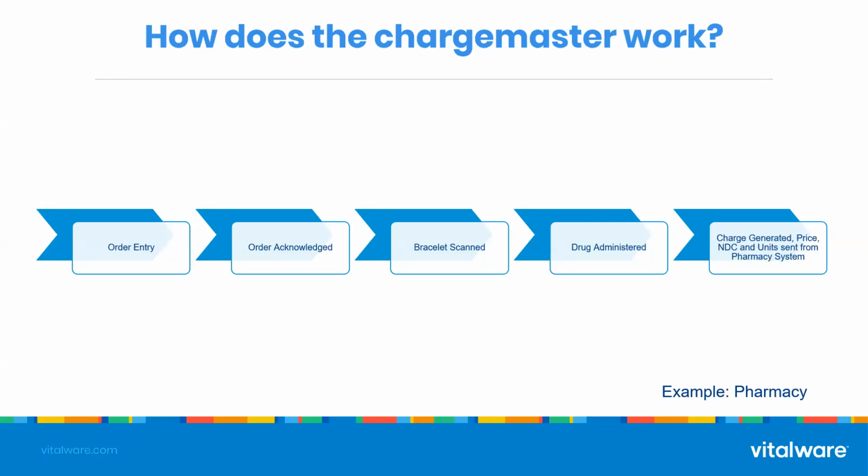Basically, the order is entered, it is acknowledged. Oftentimes the nurse goes to the patient, they scan their bracelet identifying that this is the correct patient. It's going on to the correct patient account and into the correct patient EHR. The drug gets administered, and then the charge is generated. Again, it could be generating the charge from Willow or from the pharmacy module at your hospital, and sending over the price, the NDC, and even the units of the drug that was provided.